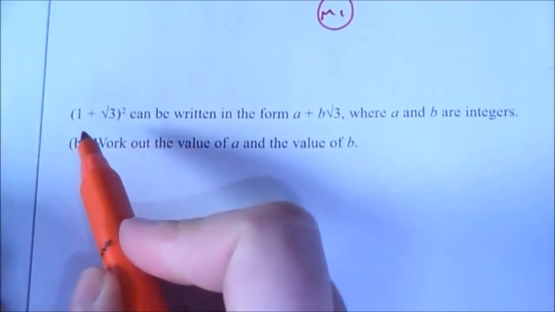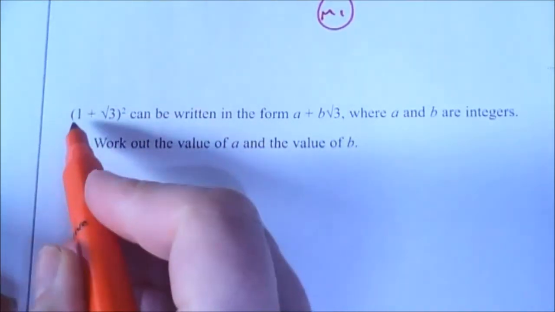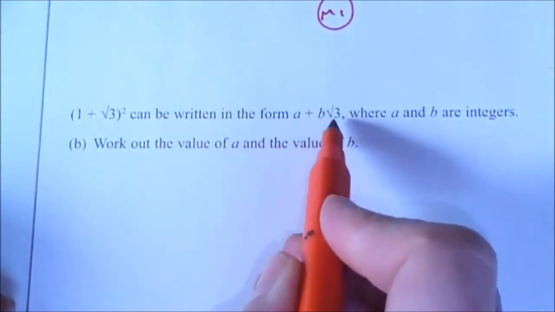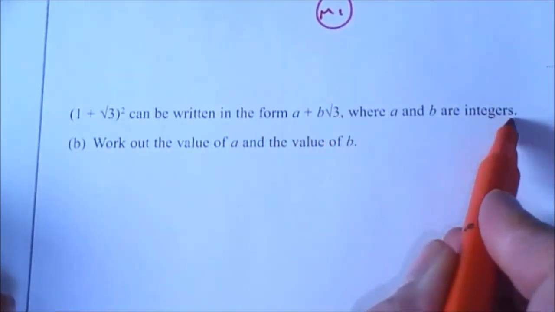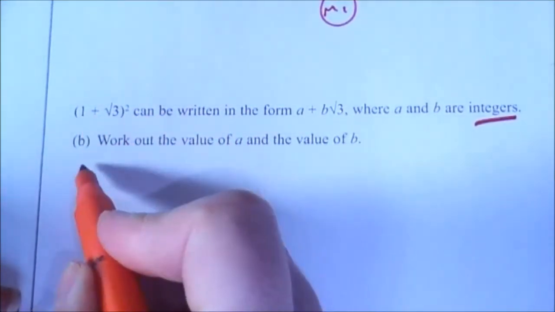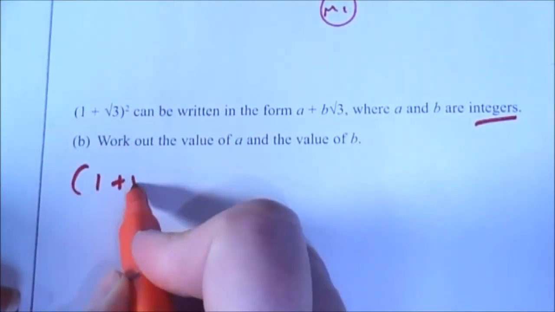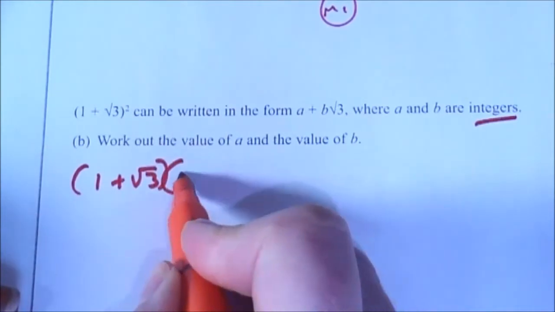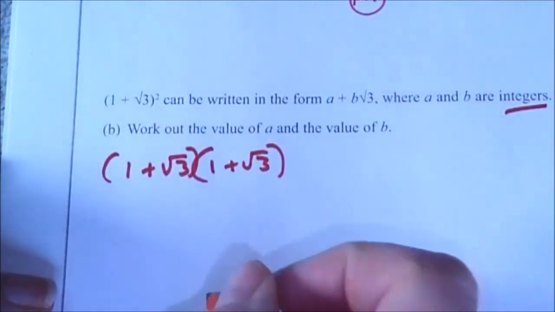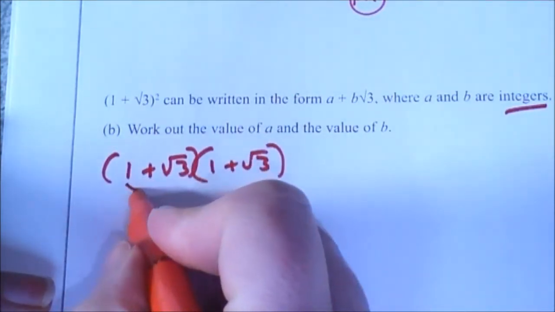You can always have a go at this, don't ever leave it blank. We've got (1 plus root 3) squared can be written in the form of a plus b root 3, where a and b are integers, so they're whole numbers. Work out the value of a and the value of b. Now the fact that that is (1 plus root 3) squared means it's just (1 plus root 3)(1 plus root 3). So you can go ahead and expand these using the laws that we know about surds.